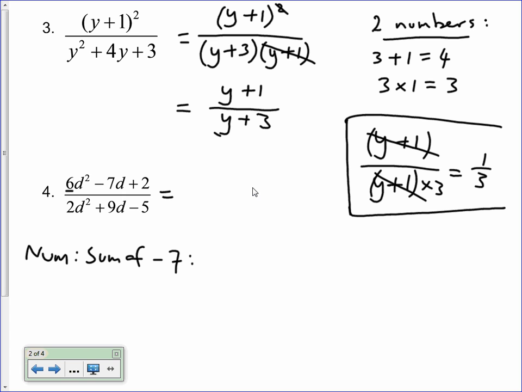Minus 7d. And they have a product of 6 times 2, which is 12. So the product is positive. The sum is negative. So the two numbers are going to be what, Andy? Yeah, two numbers negative. Do you know what the numbers are?